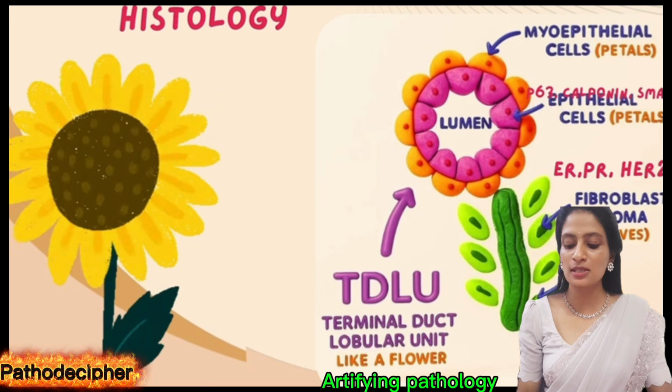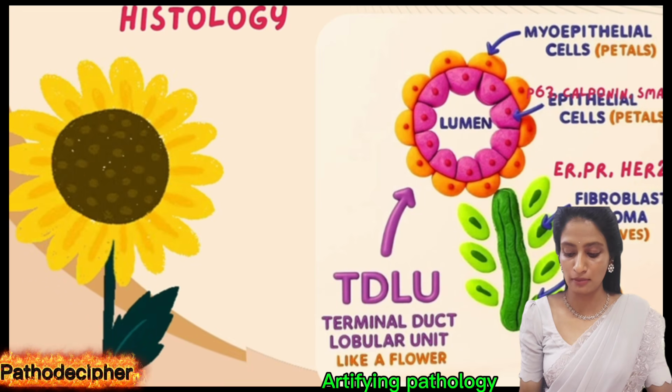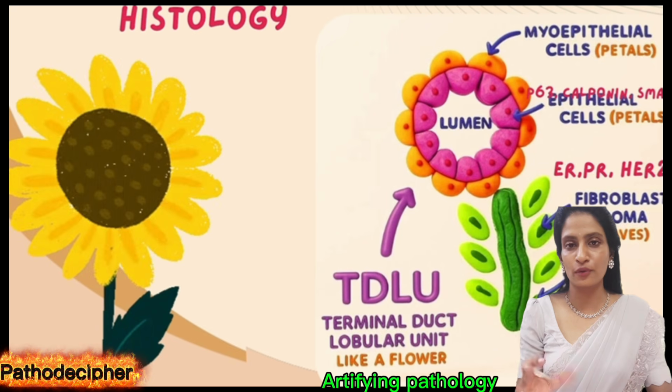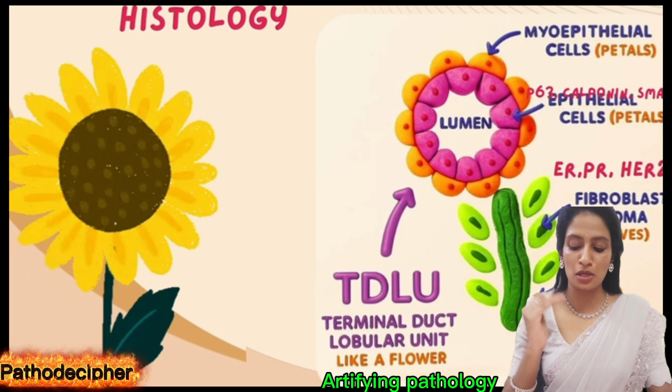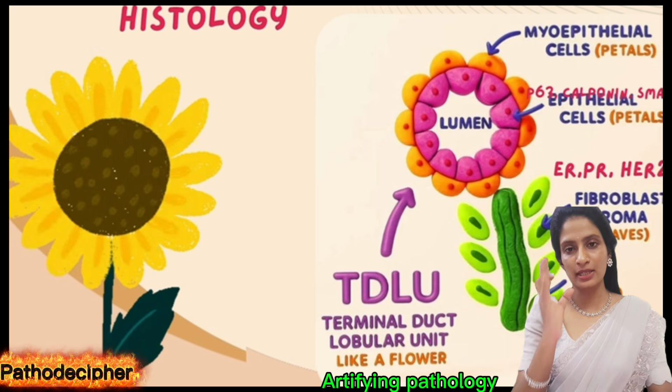And for myoepithelial cells, the marker panel includes P63, calponin and SMA. So all these are markers for the epithelial and myoepithelial cells. You just have to know what they are, that's all. So with this idea, let us compare and see with the histology image.